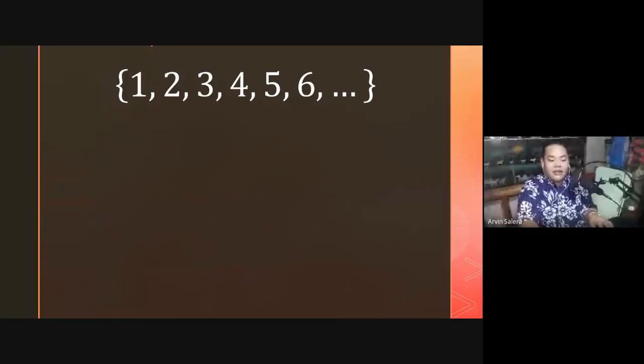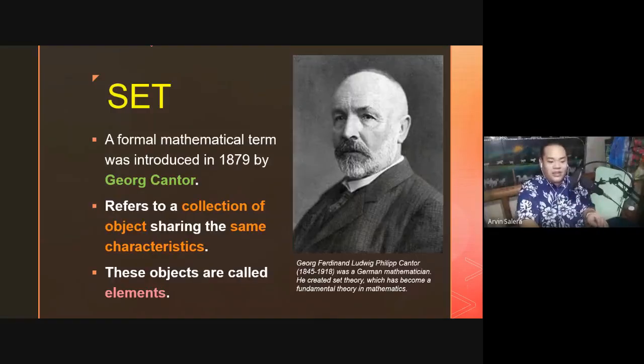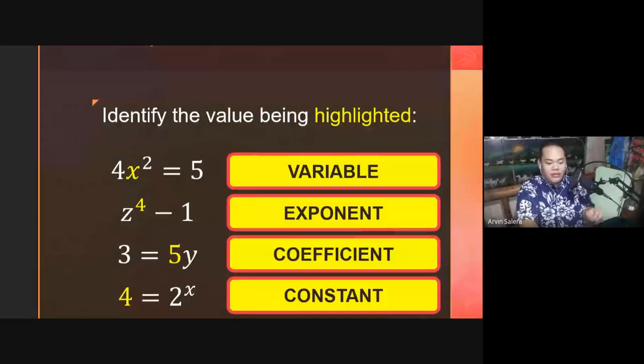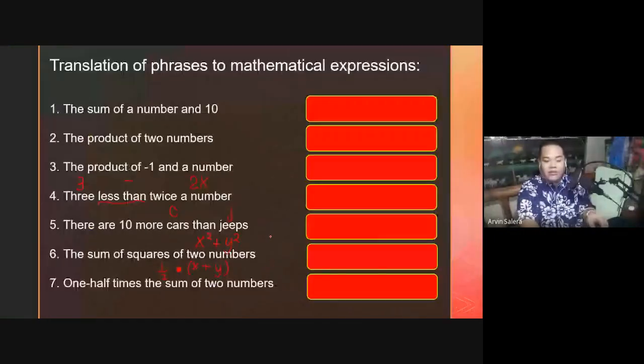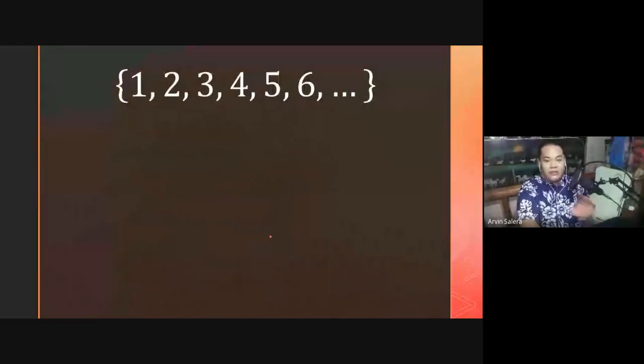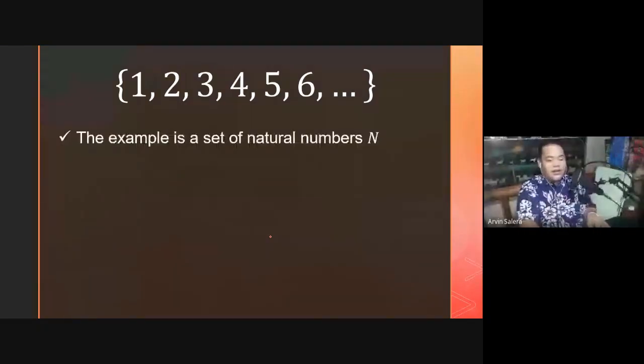For example, the set of numbers 1, 2, 3, 4, 5, 6, and so on. These are, like the sample I gave earlier, the language of mathematics. This is the set notation: 1, 2, 3, 4, 5, 6. These are the natural numbers, or the counting numbers. They start at 1, then 2, counting. So the example is the set of natural numbers N.